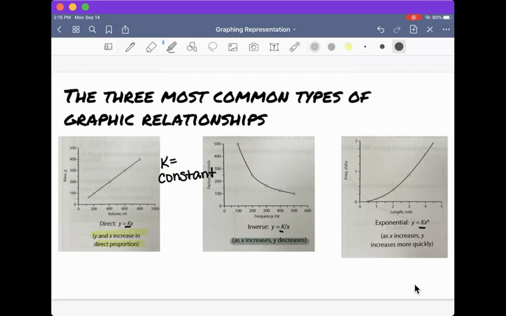Here, our x is going to increase, but our y is going to increase more quickly. We're going to see this one come up when we look at the atom inside the nucleus. When you look at half-lives and radioactive decay, you're going to see that things are going to speed up more quickly as we go along the graph.